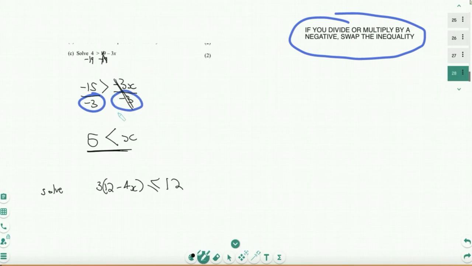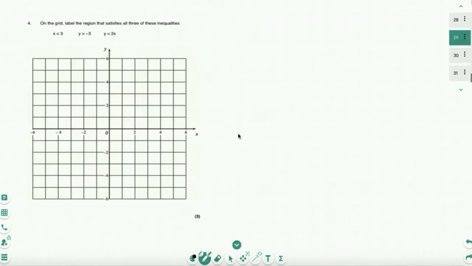And then you can draw it on the number line if someone asks, okay? So you can try this question to practice. Guys, now we're going to get a little bit harder. We're going to start using inequalities on some graphs, okay? Let's have a read through the question.